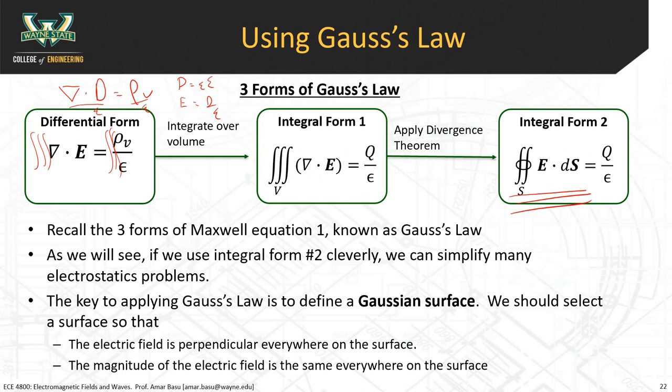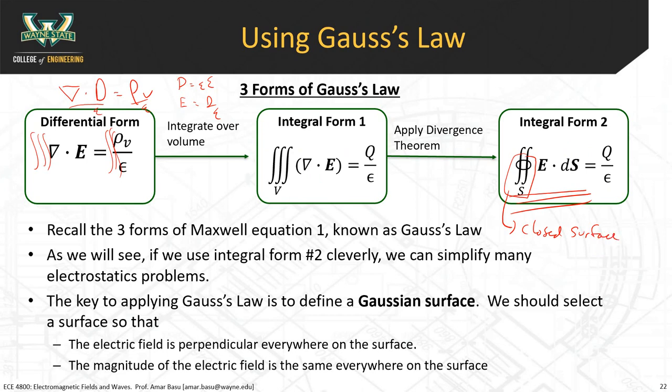If we use integral form two cleverly, we can simplify a lot of the electrostatics problems. So a key to applying this is to define what we call a Gaussian surface. This integral form has a closed surface. Note that this is a closed surface.